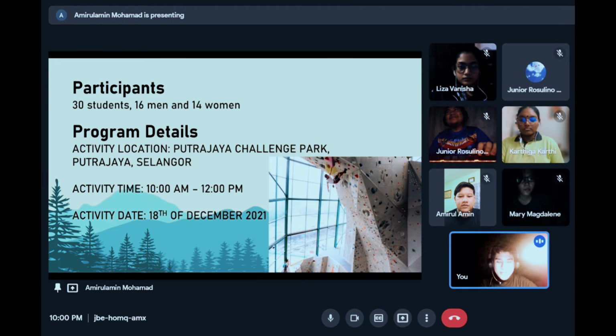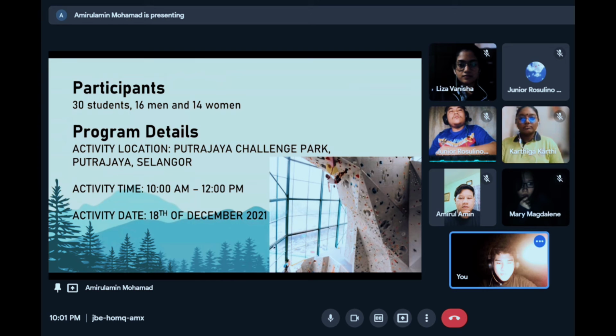30 students will be participating. 16 men and 14 women will be participating in this rock climbing trip, which will be conducted by Mrs. Evelyn Jayaplan, the Kembara Club's lecturer, and she will also be accompanied by a rock climbing expert. For further information about the trip, please refer to the details below.